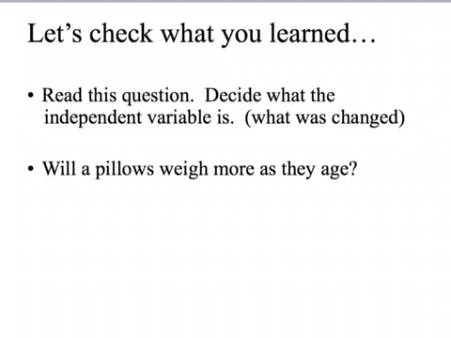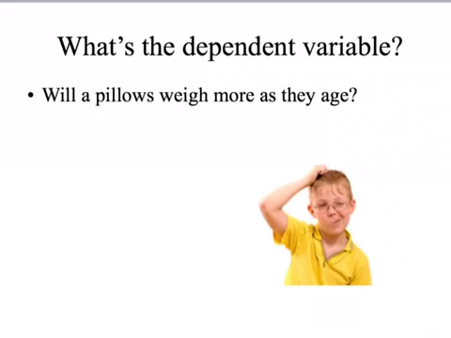So let's look at what we've learned. We've learned about questions, we've learned about independent variables, and we've learned about dependent variables as well as a hypothesis. Look at this question. Will a pillow weigh more as they age? What do you think the independent variable is? Let's take a look at the question here. Will pillows weigh more as they age? So what I'm changing is going to be the age of the pillow.